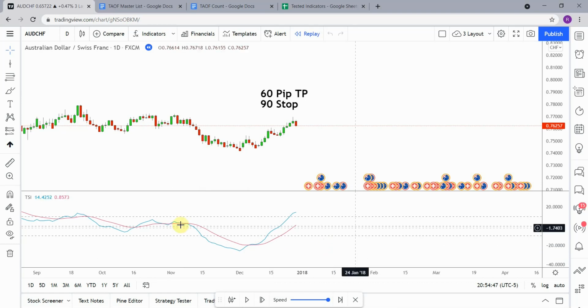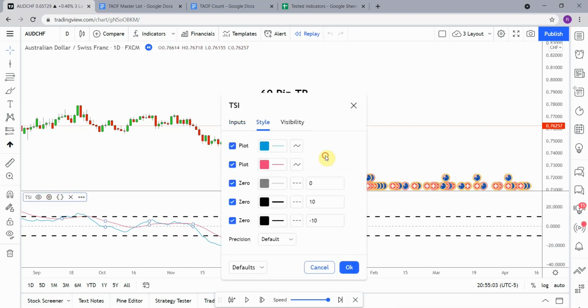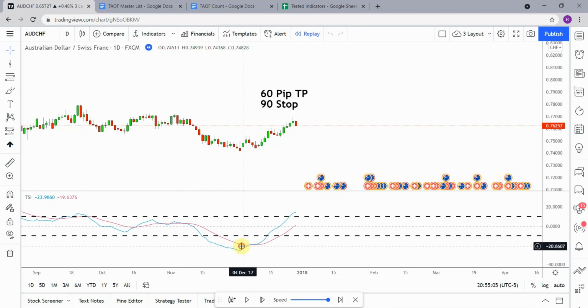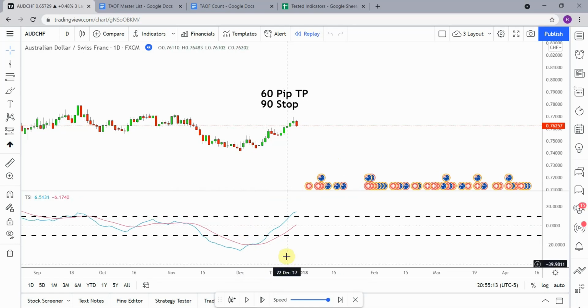And so you can see, let me go in and there we go. So that'll stand out just a tad bit more. And so you can see these dashed lines here, upper and lower dashed lines. And so we are going to use these lines here as an overbought, oversold situation.